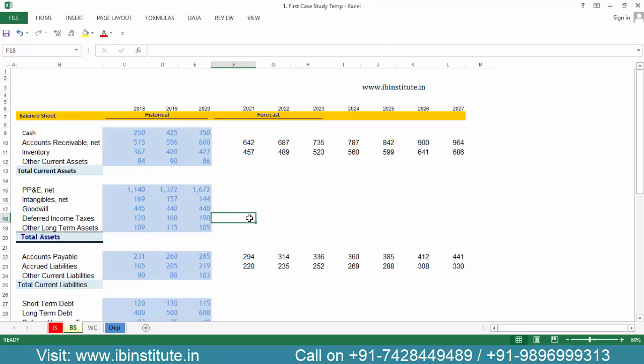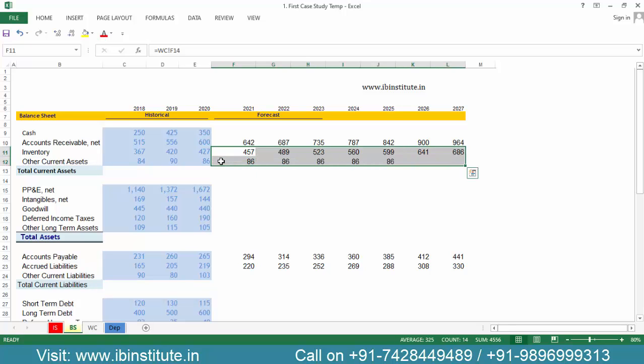In this video we will continue our discussion and forecast the remaining items of the balance sheet, and now we have to talk about other current asset. Other current asset is an item which includes multiple other items within this. So generally this other current asset is kept constant. Keeping constant means whatever it was in the previous year we will keep it same in the future also.